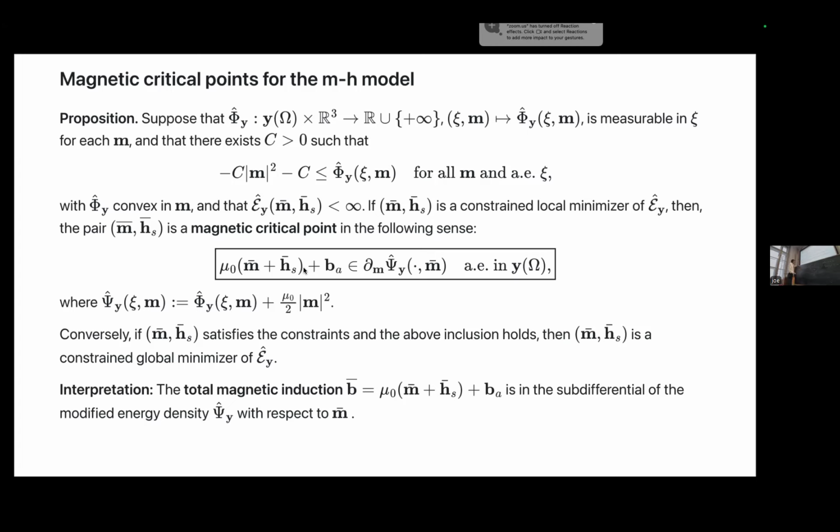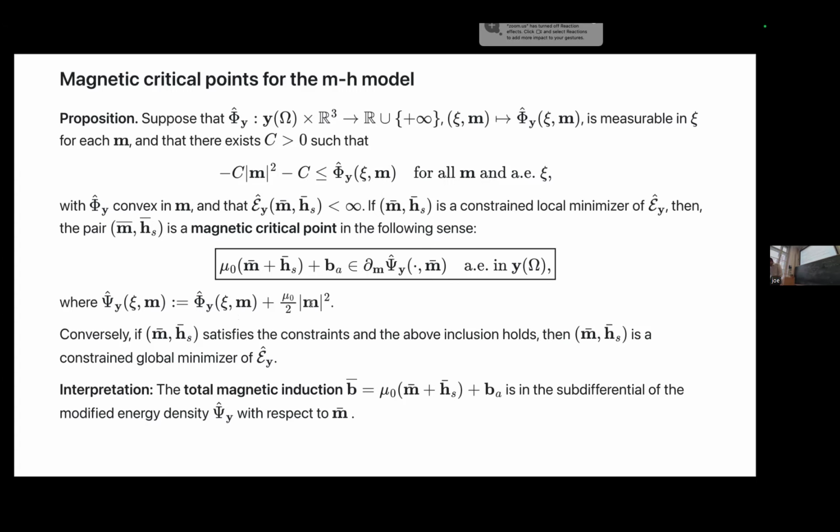So this Euler-Lagrange equation can be interpreted as a constitutive equation that says that the magnetic induction has to belong to the subdifferential of that auxiliary energy, which is not the original one, by the way. It is the original one augmented by this extra quadratic term, which is good because sometimes, even if this is not convex, this additional term may have convexifying effects.